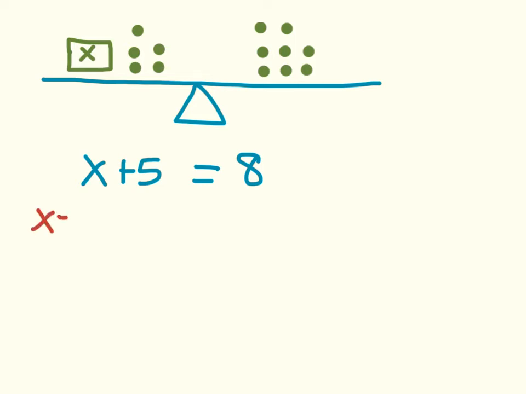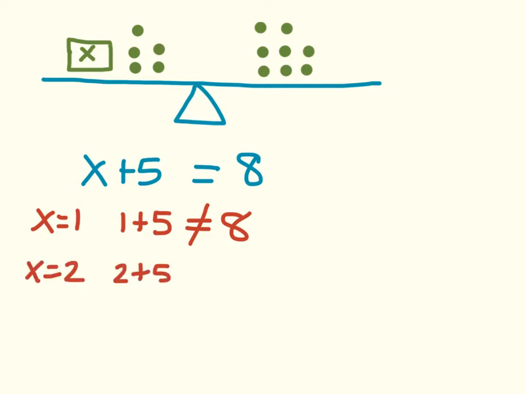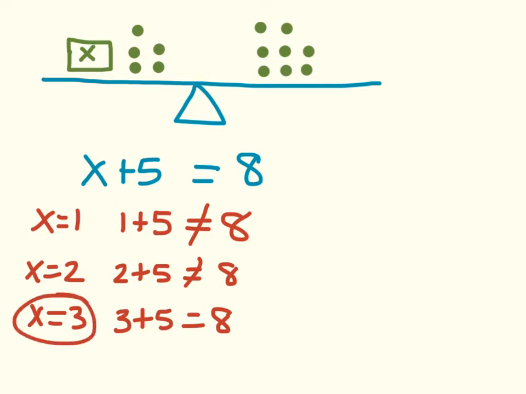If x equals 1, then our equation is not true. If x equals 2, our equation is still not true. If x equals 3, then our equation balances and our solution is x equals 3. Guess and check is certainly not the most efficient way to solve an algebraic equation.